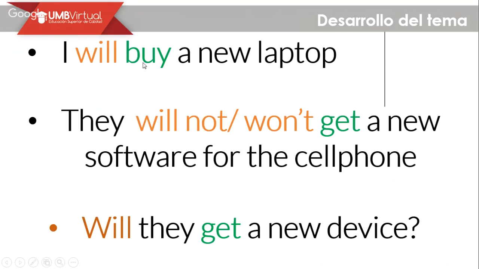Okay, right here we have the verb. Recordemos que siempre el verbo que va a ir seguido luego del will o del will not, won't, va a ir en infinitivo, es decir, que no lo vamos a modificar, no lo vamos a conjugar. Siempre va a ir de la forma base. Y finalmente nosotros tenemos el complemento. So, a new laptop. They will not or they won't get a new software for the cell phone. Right here, as you can see, we have the subject plus will not or won't. Later on, we have get, which is the main verb, and the complement, right?